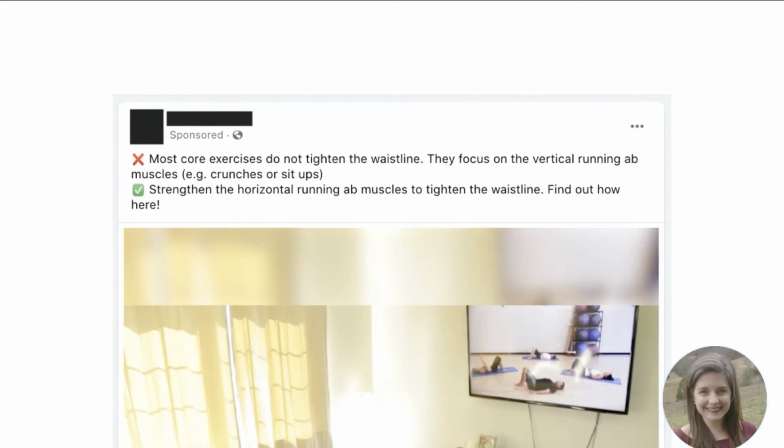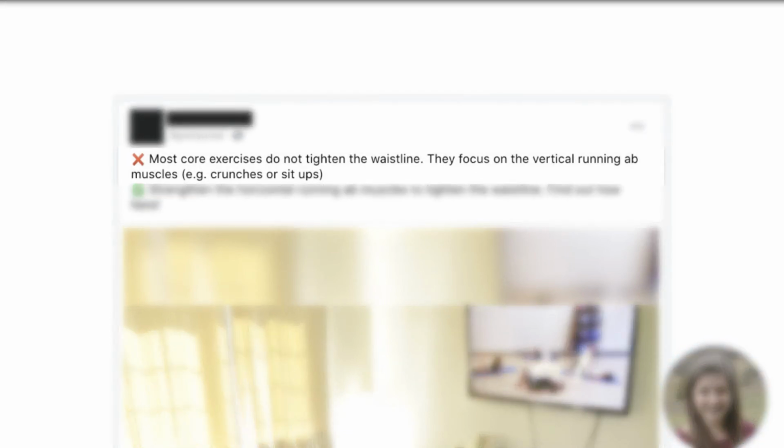Now, the first thing I want to draw attention to is the fact that we're using very vague language: most core exercises. How many people who are not trainers or hardcore fitness enthusiasts go around saying core exercises? Not that many. They're going to name exercises by their name. They're going to say sit-ups. They're going to say crunches, whatever they're familiar with. So I would encourage you to be specific.